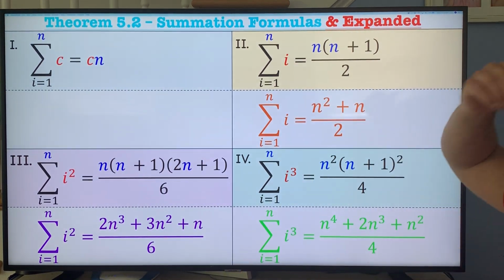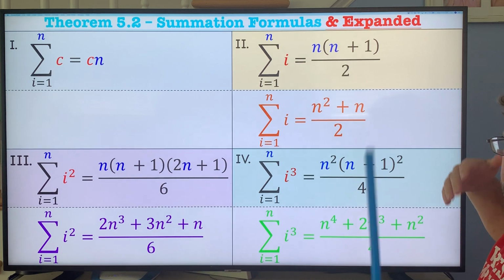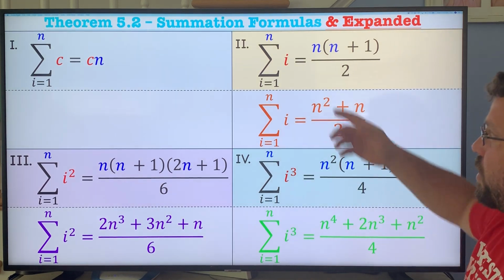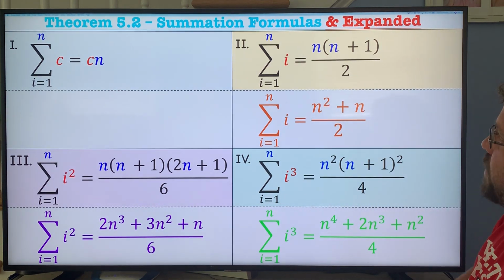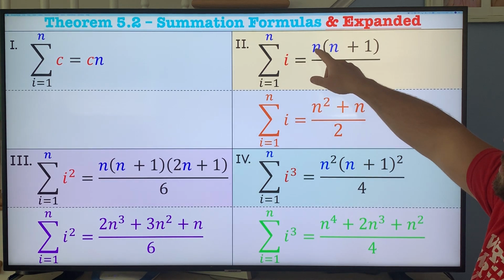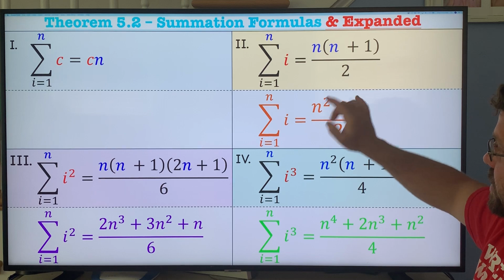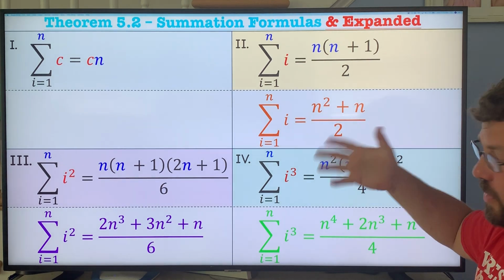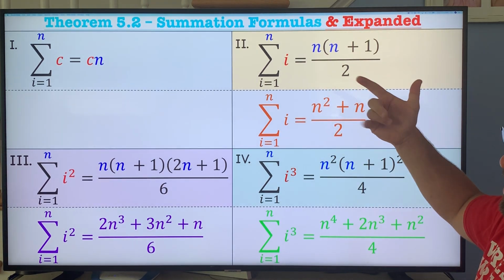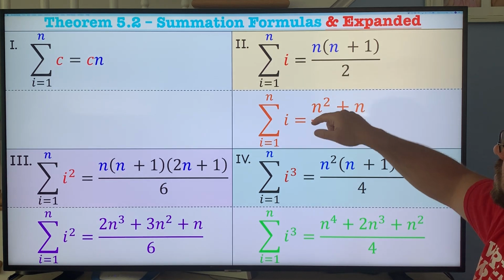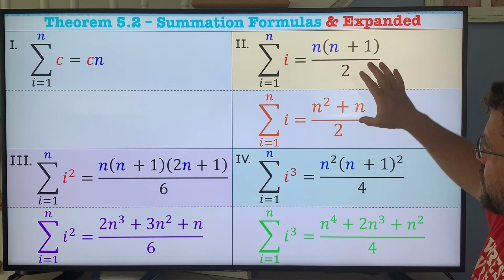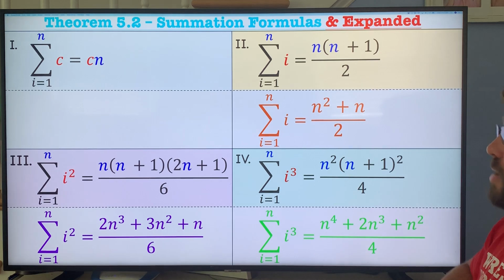Second one, say you have a variable, like x raised to the 1 power, or in this case, i raised to the first power. So, n times the quantity n plus 1 divided by 2. If I'm using the expanded form for the Riemann sum or the definite integrals, distribute that in there: n squared plus n over 2. Same exact formula, one's just expanded, one's not.